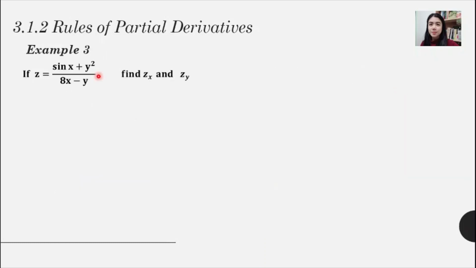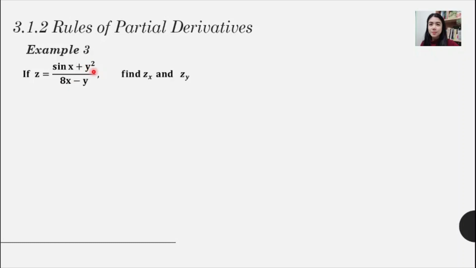Now for example 3, they ask you to find zx and zy. What you can see here is that we have the x at the numerator and we have the x as the denominator. So we said that is the time we're going to apply the quotient rule.